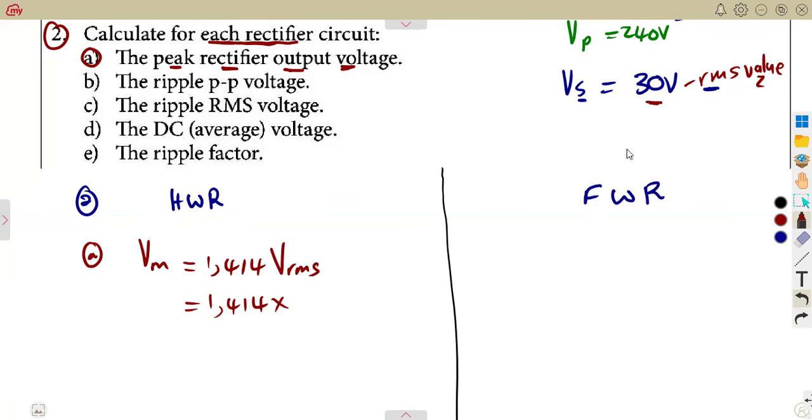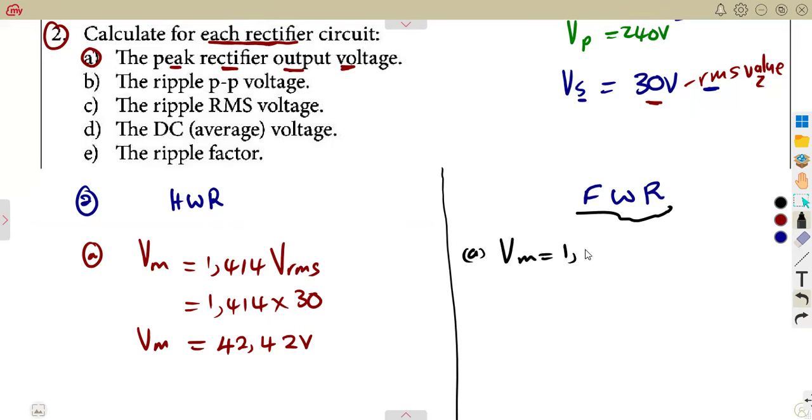The secondary is the one that is connected to the rectifier. So we're going to use the 30 volts, our VS. So multiplying this, you're going to obtain 42.42 volts as our maximum voltage. And this does not affect even for a full wave. The maximum voltage is still from the same formula, even for a full wave.